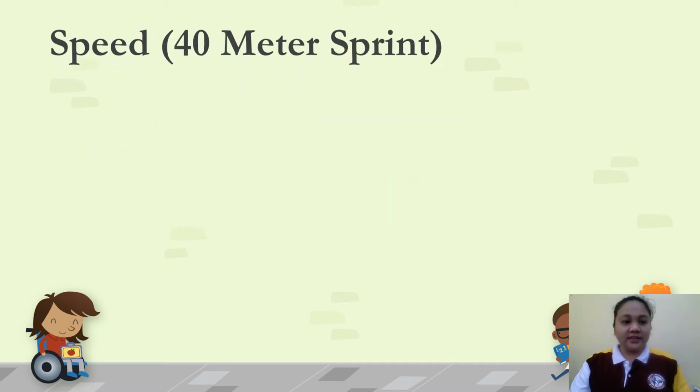Under the skill-related fitness component is the speed. So speed is defined as the ability to perform a movement in one direction in the shortest period of time. So how do we measure speed? Of course, we make use of the 40-meter sprint, which measures the running speed.